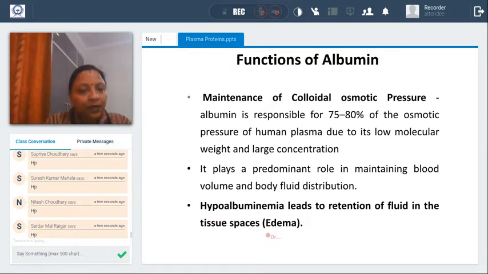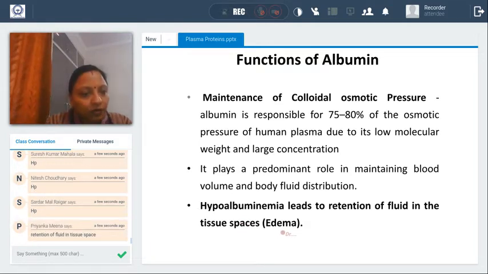So in edema, which condition is present? Please write in the box. Am I audible to all of you? Please write in the box. In edema, which condition is present? Yes, in edema, which condition is present? That is called hypoalbuminemia. Okay. Decrease in albumin concentration.